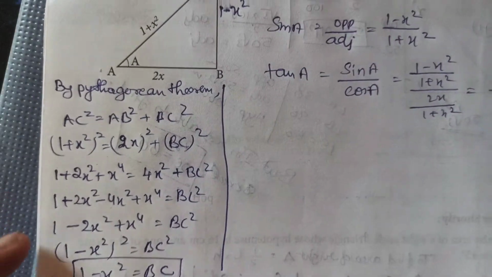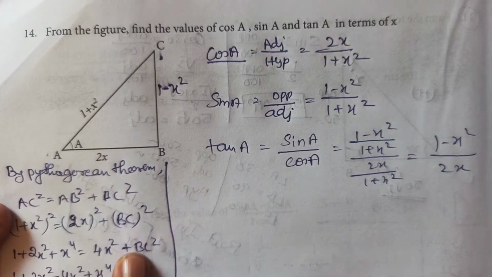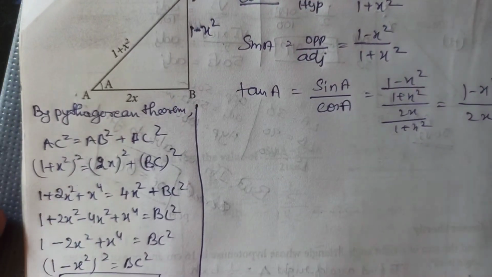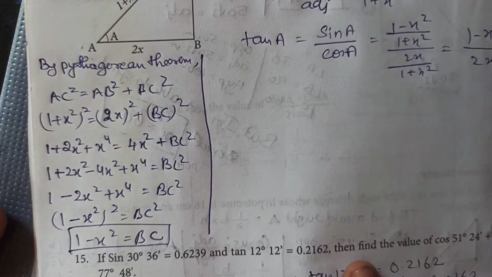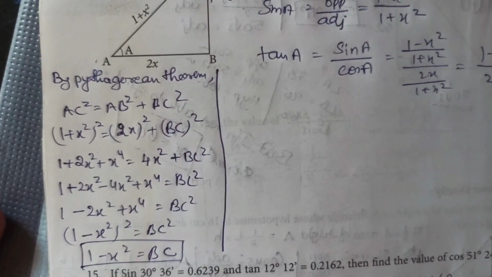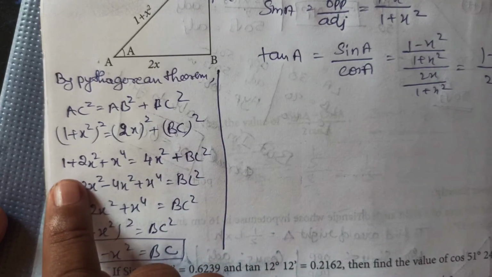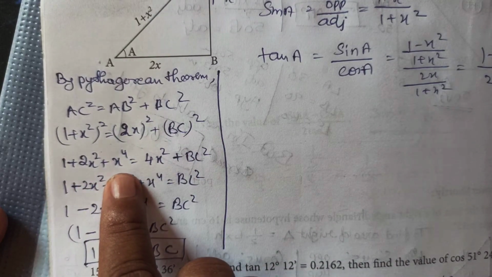Next, we have only 2 questions left. From the given figure, find the value of cos a, sin a and tan a in terms of x. So as given in the figure, we are using the Pythagorean theorem to find the value of the third side. So 1 plus x square, the whole square, is equals to 2x square plus bc square. This can be written as 1 plus 2x square plus x power 4.